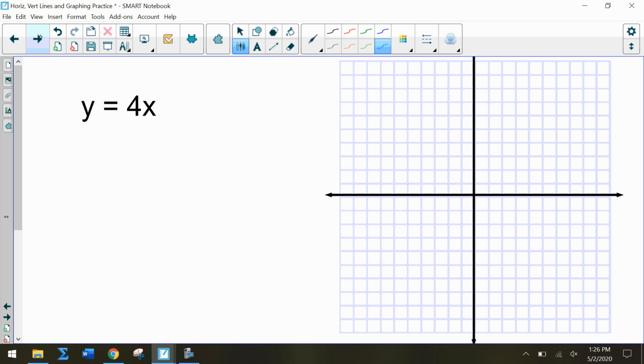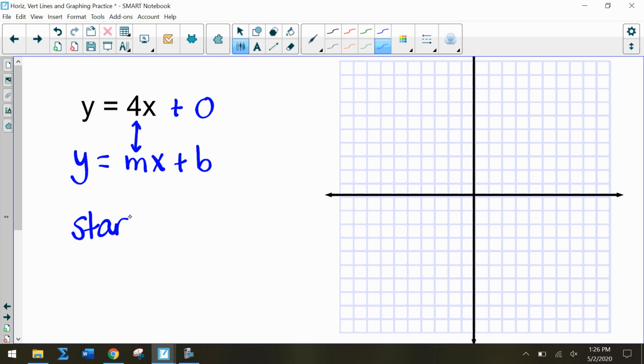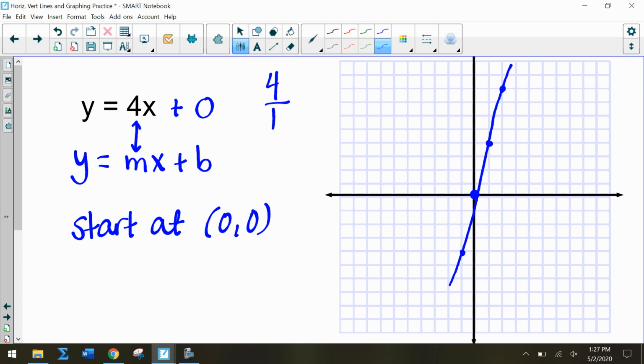Okay, so y equals 4x. Is this in y equals mx plus b form? So here's mx. So here's our 4, but our b is 0. So we have to start at (0, 0), that origin. And then our slope is 4 over 1. So rise over run. Up 4, run 1. Up 4, run 1. Or down 4, run 1 to the left. And we can graph that line.